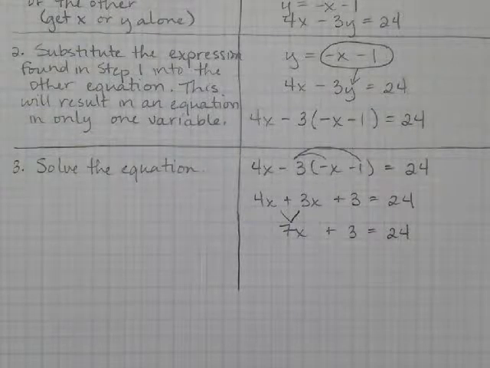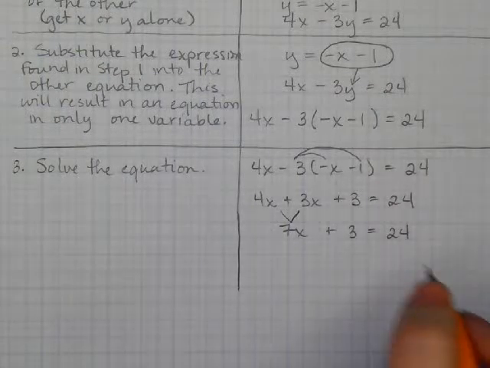What is my next step? Divide both sides by 7. So I have x equals, what's 21 divided by 7? 3.